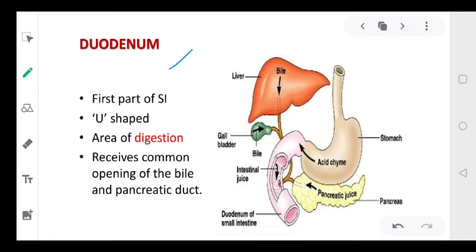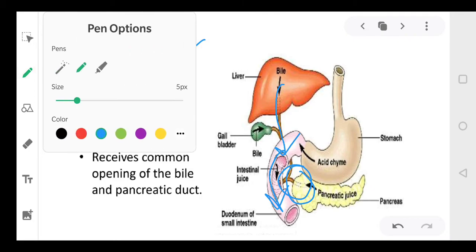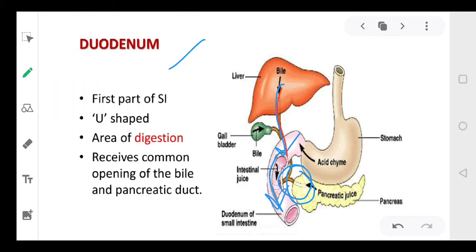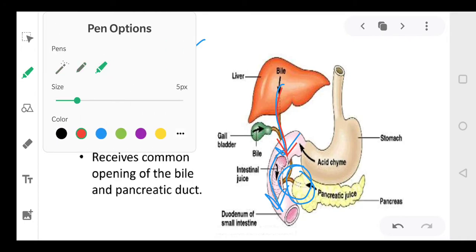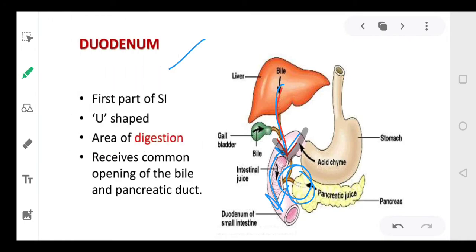Let's come to the duodenum. This first portion, this portion is the duodenum. Okay, the first part of the small intestine is U-shaped, and here your common bile duct and the pancreatic duct open. See, the bile duct is coming from here. From here your bile duct is coming. So your bile duct is here, right?